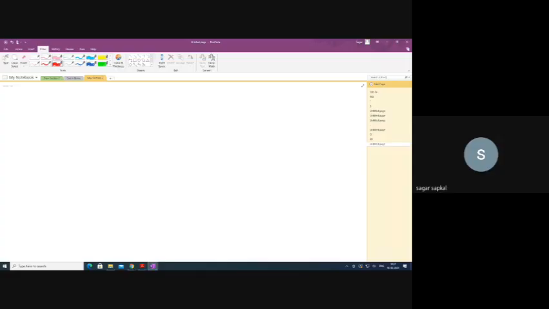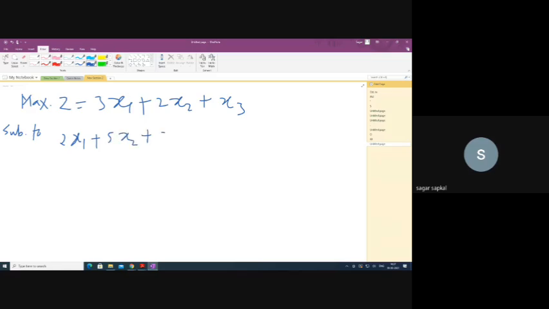Okay, I'll just read that problem. Maximize z is equal to 3x1 plus 2x2 plus x3, subject to linear constraints of 2x1 plus 5x2 plus x3 is equal to 12.